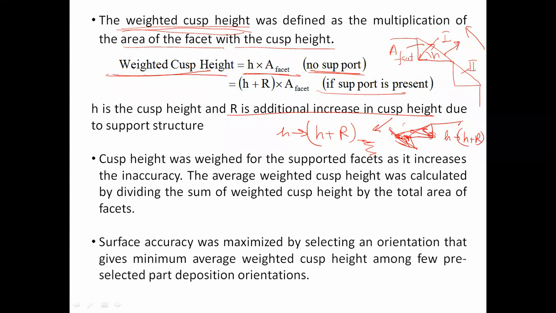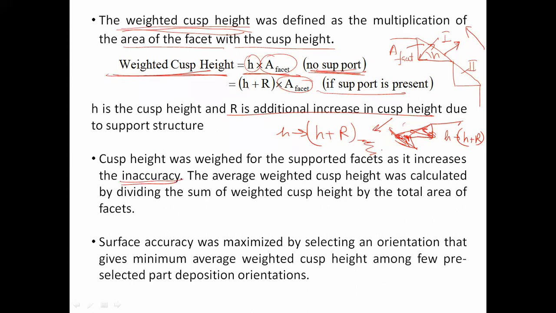So for every facet that is generated, you find out the weighted cusp height. For a facet which requires no support, it is the cusp height times the area of the facet. For a facet which requires a support, it is H plus R times the area of the facet. Now, the cusp height for the supported facet was weighted because it increases the inaccuracy.